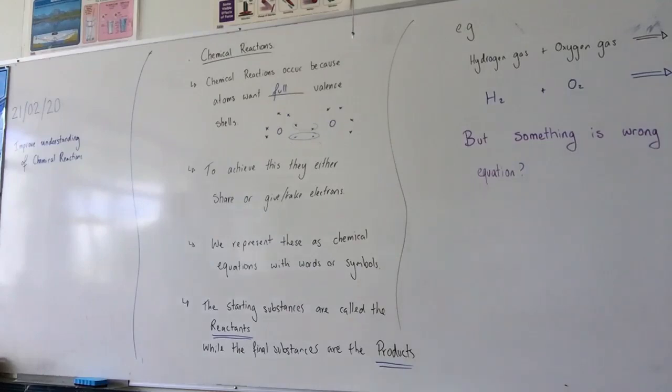Does that make sense? So what are they doing? Sharing their electrons. Are they happy? Yeah. They've both got 8 electrons in their outer shell. Cool? Yeah. Sweet.